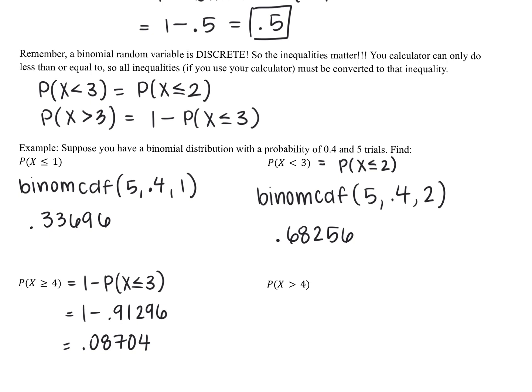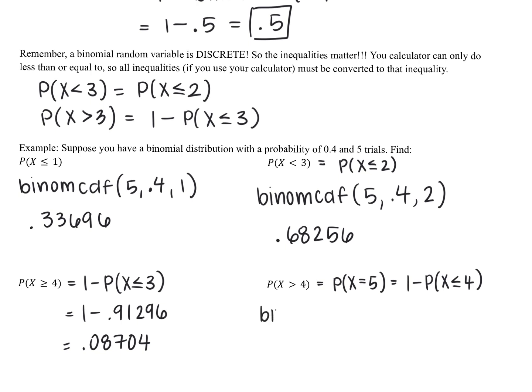Now the probability that x is greater than 4, considering there's only 5 trials here, you have 2 choices. The probability x is greater than 4 is the same thing as the probability x is 5, since 5 is the only other option that's greater than 4. Or you can think of it as 1 minus the probability x is less than or equal to 4, if you want to do the binom CDF. No matter which one you do, you're going to get the exact same answer.